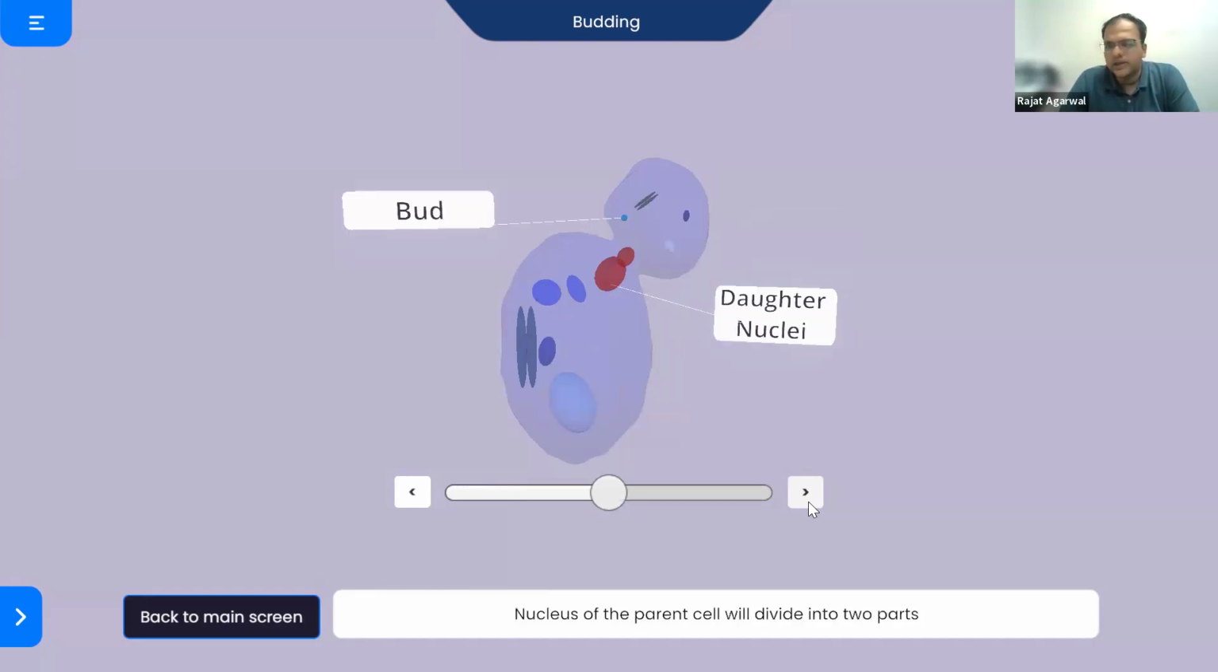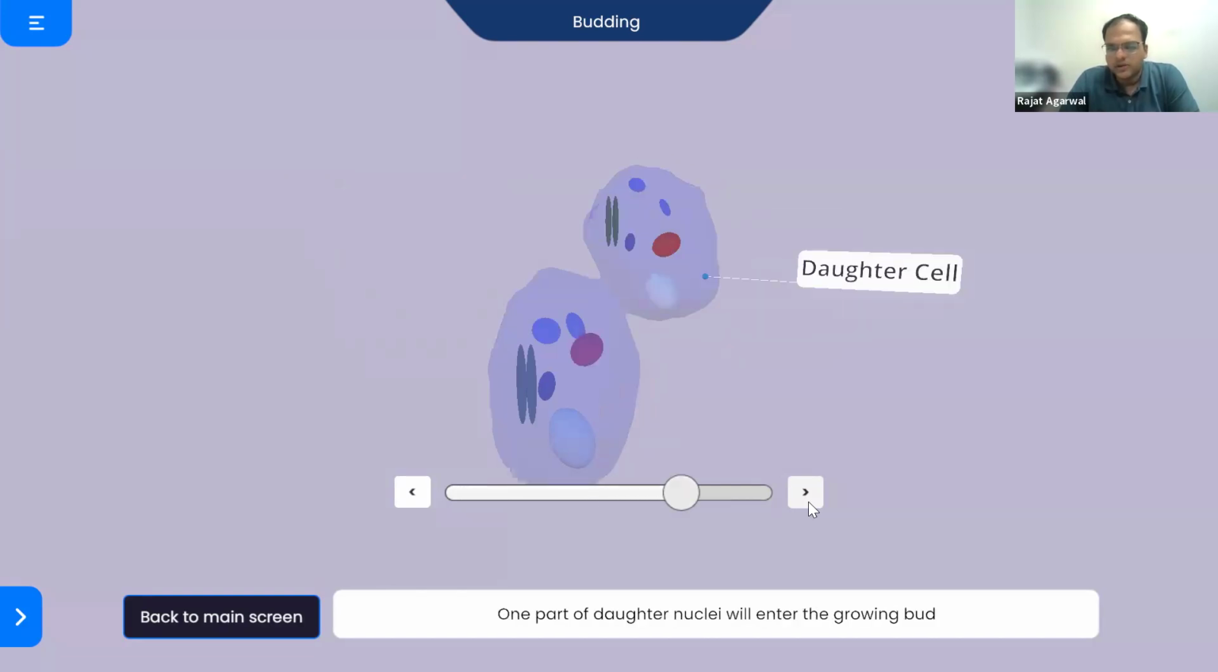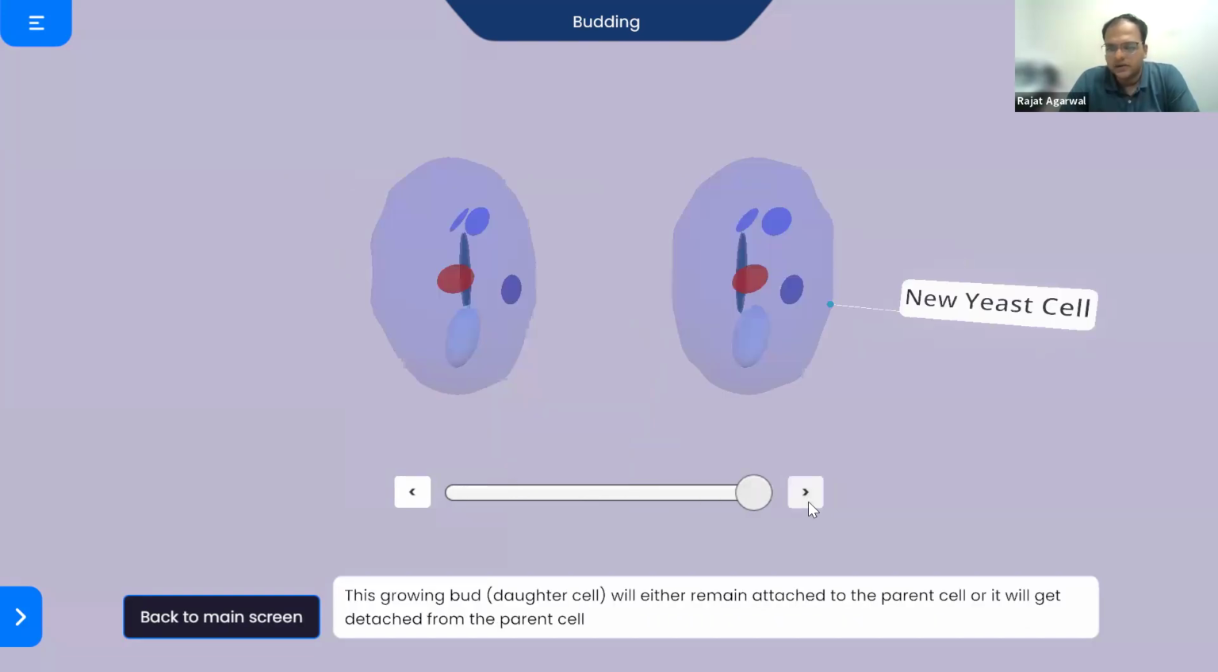That daughter nuclei is also getting created. The nucleus divides into two. So the parent nucleus gets divided into two parts, which are called the daughter nuclei, and the daughter cell forms. And then finally, after more growth, they separate out as two different cells. So new yeast cells get formed, right?